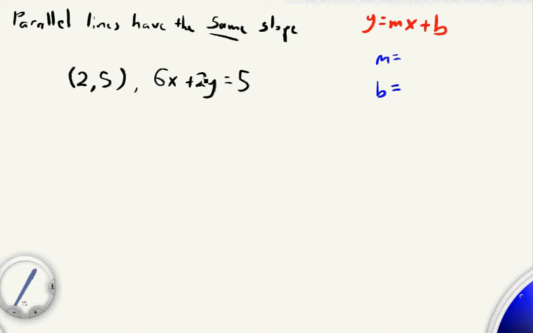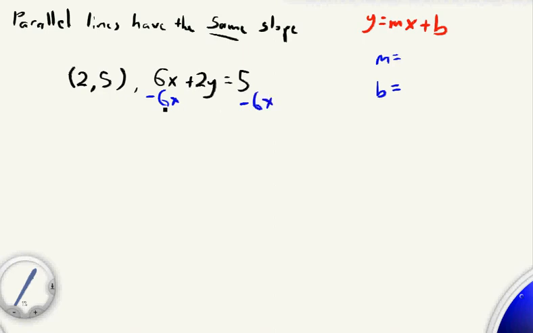But we can only do that when y is by itself on the side. You see that that's not true at all here, right? 6x is on the side, 2 is also on the same side, okay? So the very first thing that we're going to have to do here is solve this equation for y, okay? So we want to get this x term over to the other side, okay?